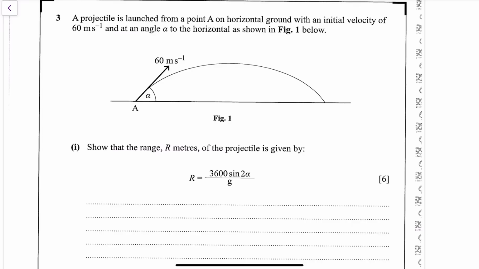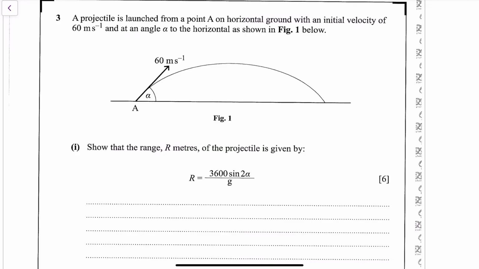So a projectile is launched from a point A on a horizontal ground with an initial velocity of 60 meters per second at an angle alpha to the horizontal, as shown. Show that the range r of the projectile is given by this. Okay, right. You might do this and waste a wee bit of time, because you might be taking yourself down a road which is not going to get you anywhere. But have a go. Just get started.